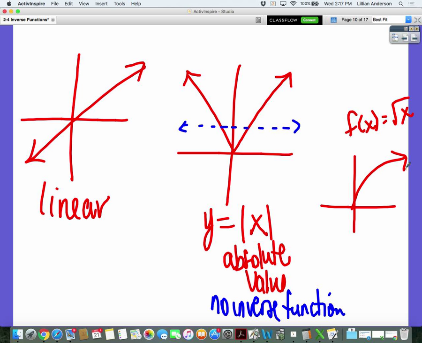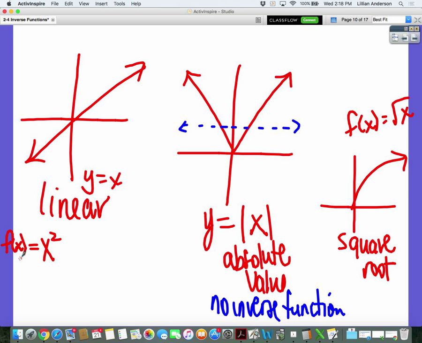Alright, you got that one. Quadratic, yes. Quadratic, that's x squared. What does that look like? It looks like a U. Is this a function? Yes, it passes the vertical line test.